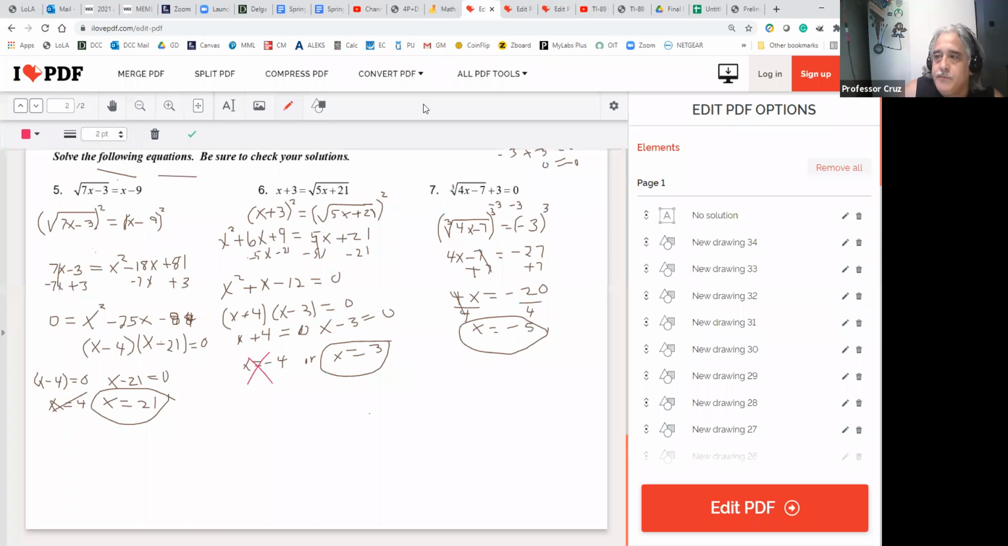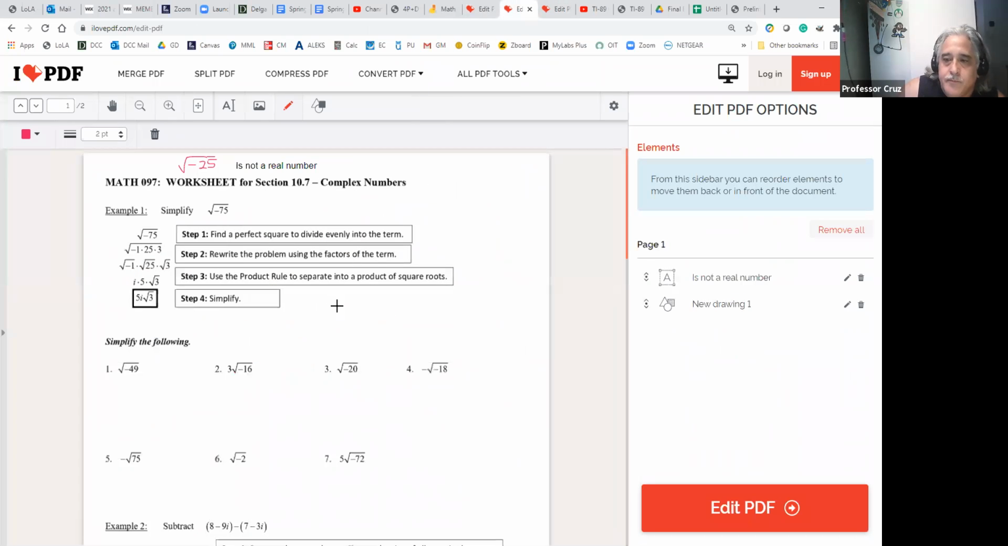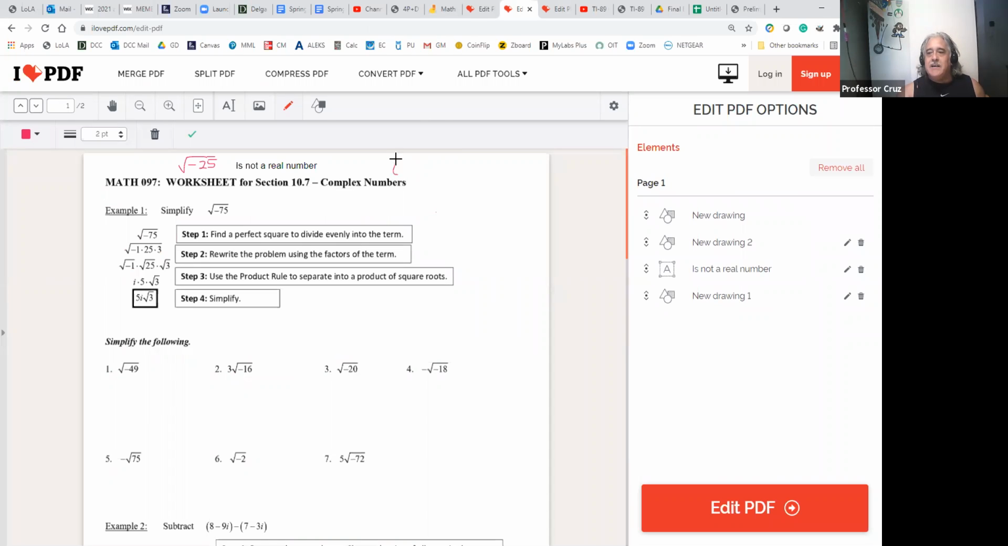So, this we said this is not a real number, but that's true. Well, we can still break it down using the property, and there's two sides to this. This i is not a variable. It works like a variable in most all cases, except for i squared is equal to -1.